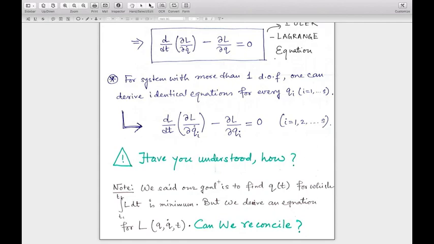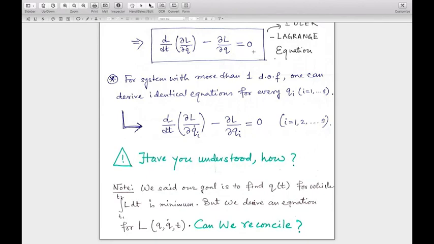Okay, so this is not the final step of solving the problem. This is just a reduced, or equivalent, condition of stationarity, the condition for stationary action. For the final trajectory, you have to solve this.